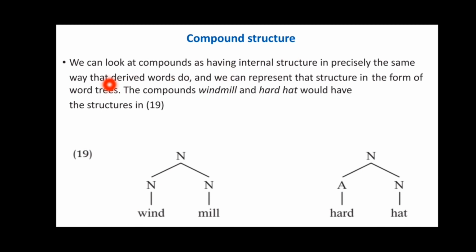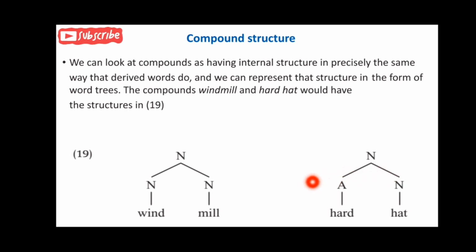Compound structure. We can look at compounds as having internal structure in precisely the same way that derived words do. And we can represent that structure in the form of a word tree. The compounds windmill and hard hat would have the structure like in 19. You can see here that we have noun plus noun. So wind is also a noun and mill is also a noun. It's a tree diagram, right? You can represent a compound this way.